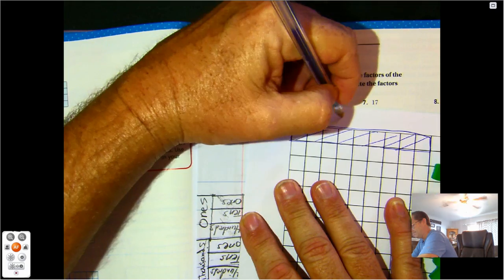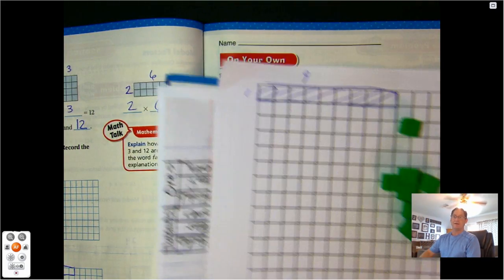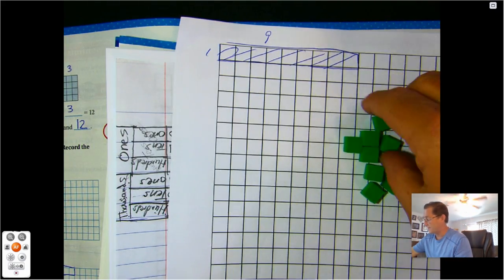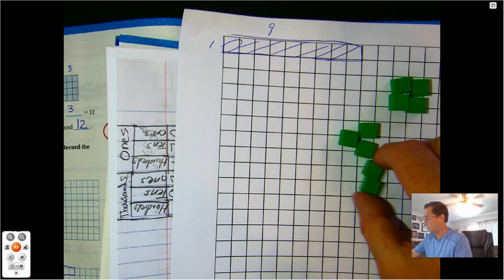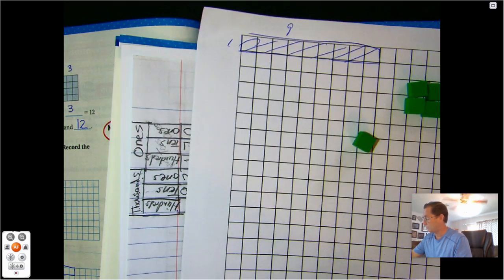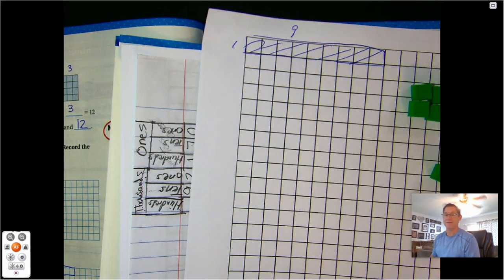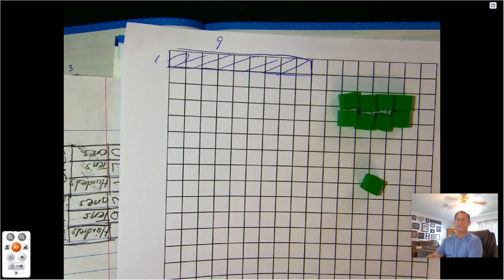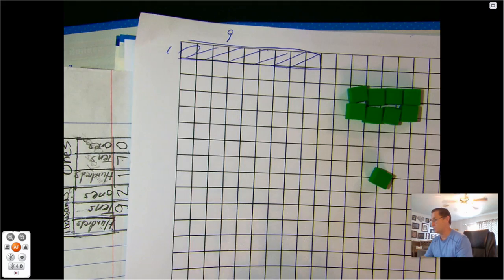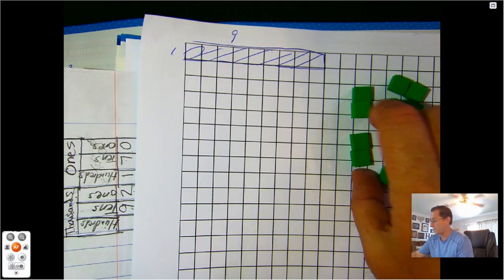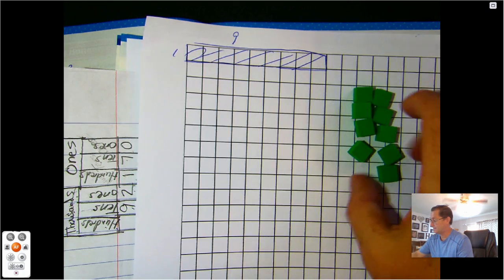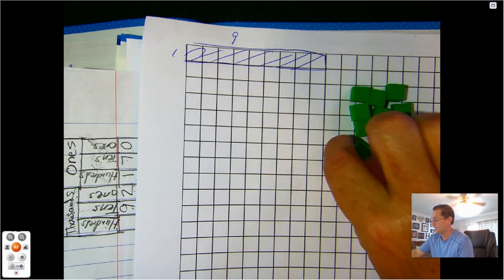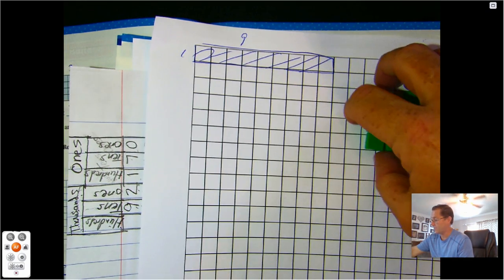2, I'm going to show 2, but 2 is not going to work because 2 has to have a multiple of an even number. And so when I count by 2s, I have 1 left over. So 2's not. How about 3s? 3, 6, 9. Yes. 3 rows of 3 definitely work.